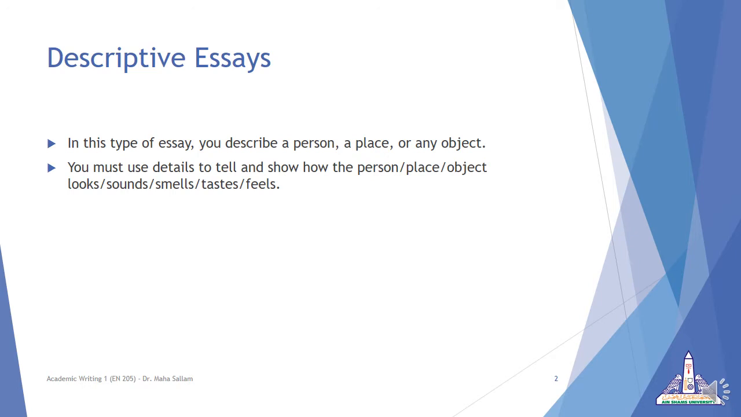Any of these types, since you are describing a person, a place, or an object, would be a descriptive essay. And the most important point about descriptive essays is that you must use details, not just general descriptions, in order to tell and even to show the person, the place, the object, what it looks like, or what it sounds like, or what it smells like, or tastes like, or feels like. All our senses can be used. Maybe you will say that this piece of cloth is very soft. It is as soft as cotton wool, or such and such a food item tastes delicious, or it has a sweet smell, or it sounds musical, or it sounds terrible. So you must be using details. This is the major feature in descriptive essays.